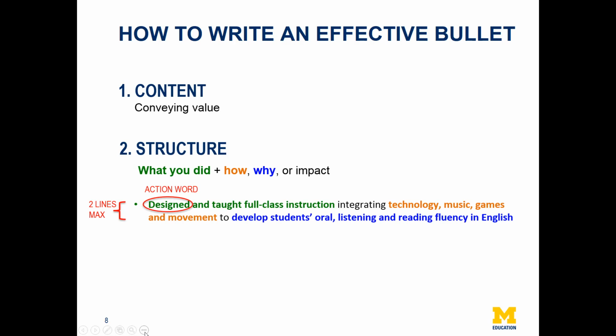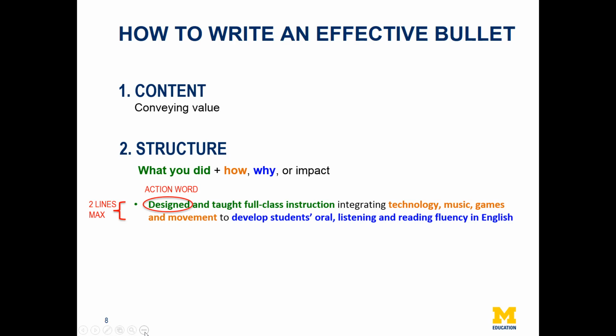So once you know the key takeaway for the bullet, secondly, you want to use the bullet plus format to help you structure your bullet so you convey the value of your takeaway. You want to include your task or responsibility, which is the what you did, beginning with a strong action word, and then communicate the value of that task through giving an example of how you did it, or why you did it, or an impact that resulted from that task.